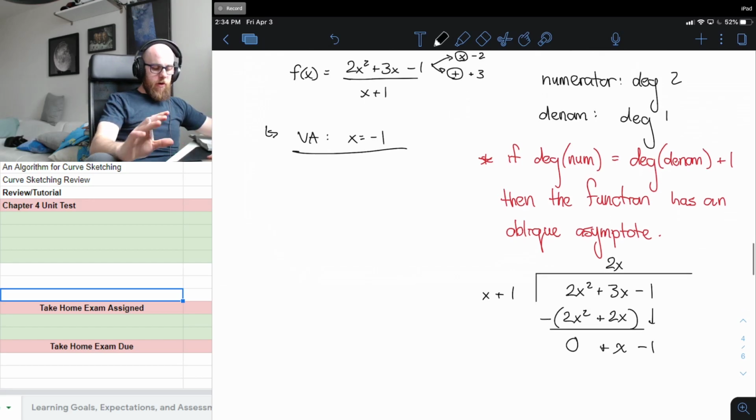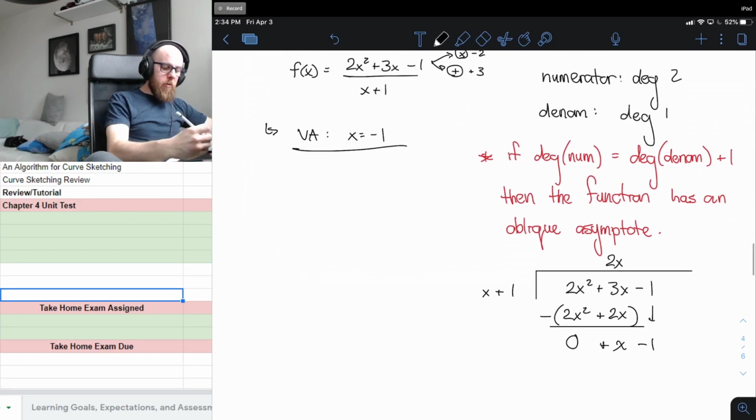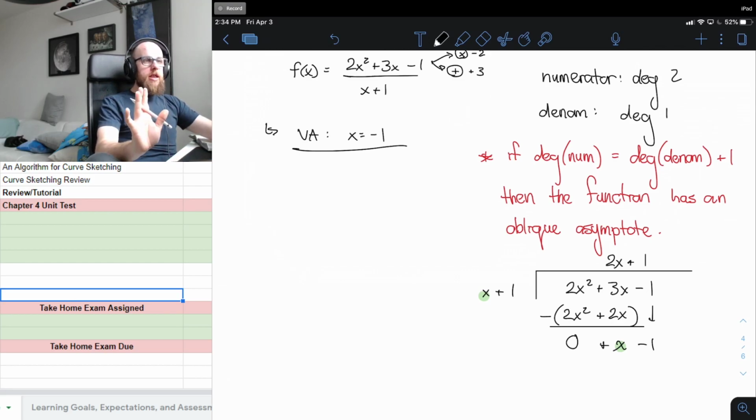Okay. Basically, I'm going to stop after one more iteration here. So how many times does x go into x? Well, it goes into it 1 time. And then once I've done that step, I'm done. So as long as I have this linear piece as my quotient, I don't care what my remainder is. All I care about is that linear piece right at the top.